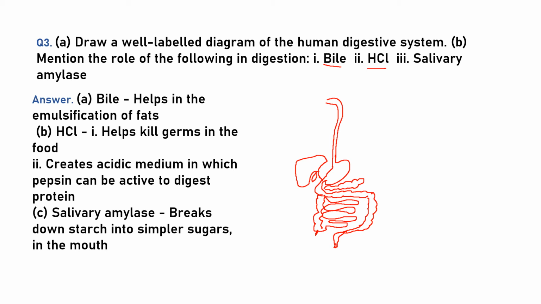Okay, so pepsinogen changes into active pepsin, and this active pepsin acts on proteins, right? So that is also important. Then it creates an acidic medium in which pepsin can be active to digest protein. Amylase breaks down starch into simple sugars in the mouth, right? Simple sugars means monosaccharides and disaccharides, right? This sugar can be formed due to the salivary amylase.